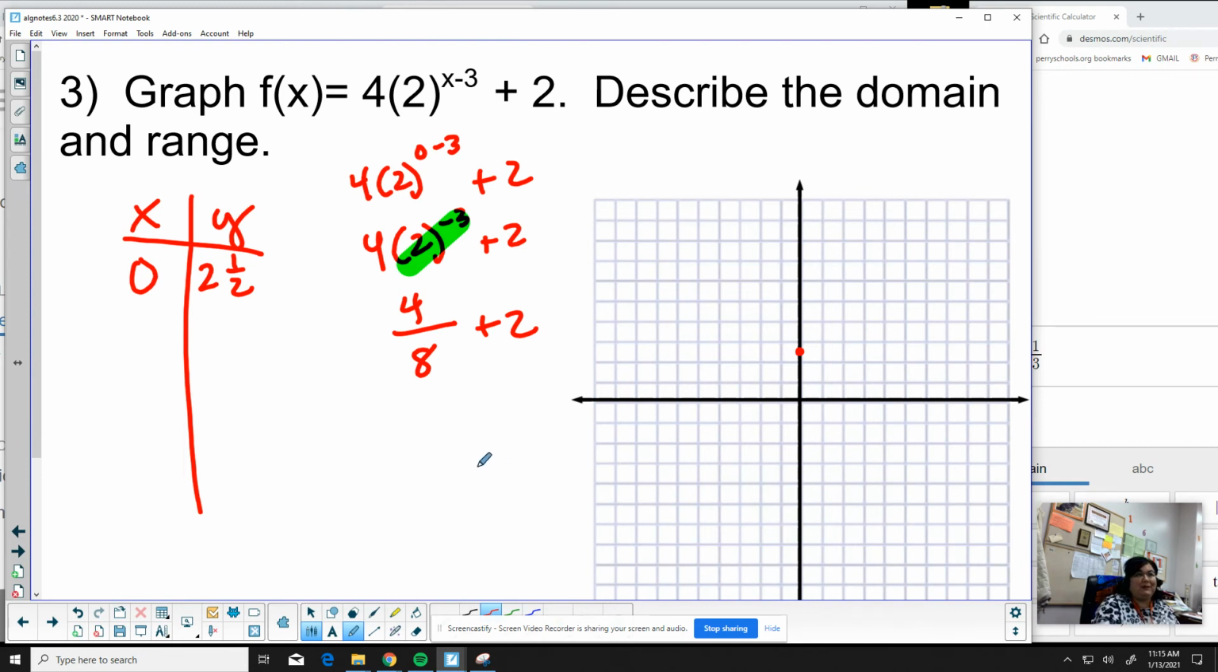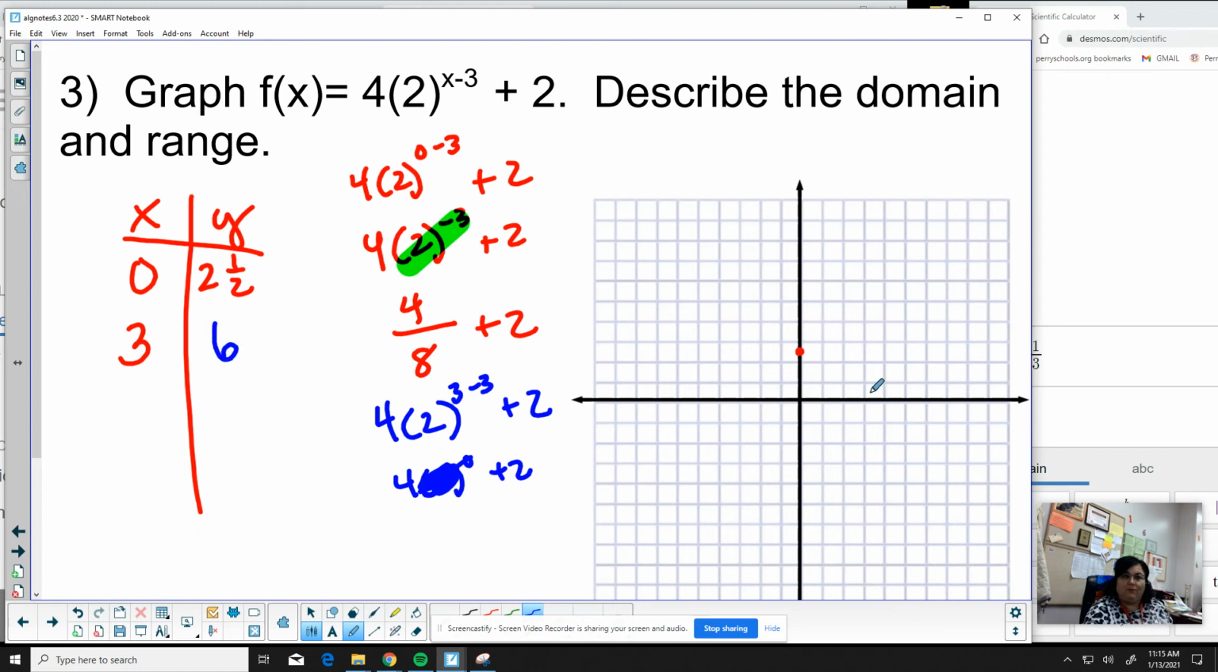I think we should do 3 next because 3 minus 3 is 0. That will be an easy one. So let's do 3 next. So let's change the color. 4 times 2 to the 3 minus 3 plus 2. Well, 3 minus 3 is 0. So 2 to the 0 is 1. So that's just 4 right there. And 4 plus 2 is 6. So 3, 1, 2, 3, 4, 5, 6 right there.